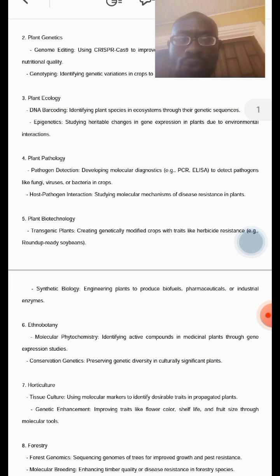So you have to use things like PCR to determine the particular pathogen for early diagnosis. You have to use devices like ELISA and some other things. Then you also have to study the host-pathogen interaction. That is under plant pathology.